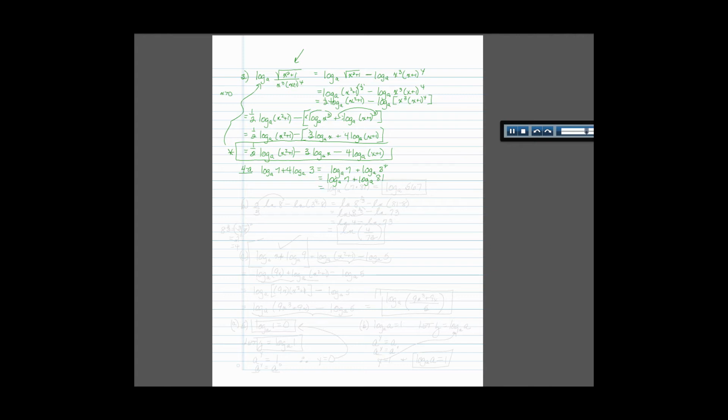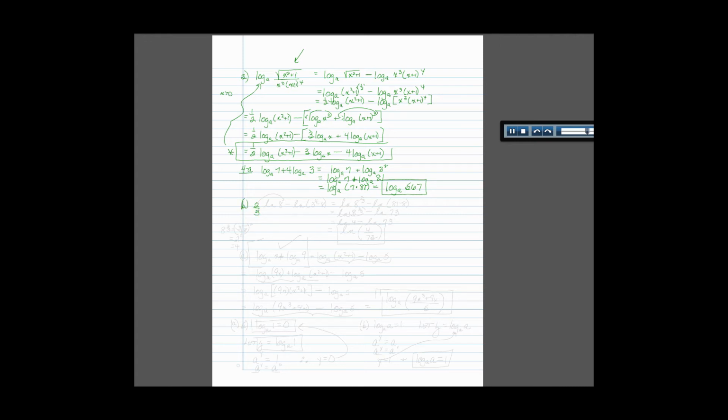So now I've got this plus of these two logs in the same base, so I can put it together in multiplication with the product rule. Log base A of 7 times 81, which is log base A of 567, and I put it back into a single log. Let's look at B.